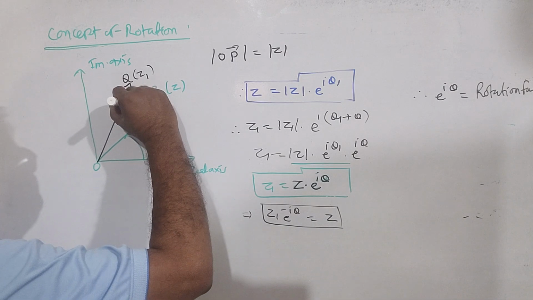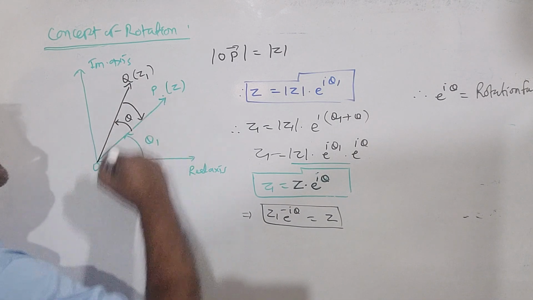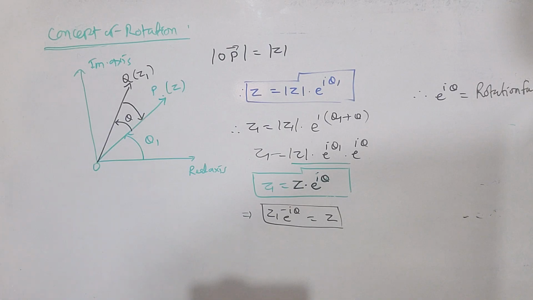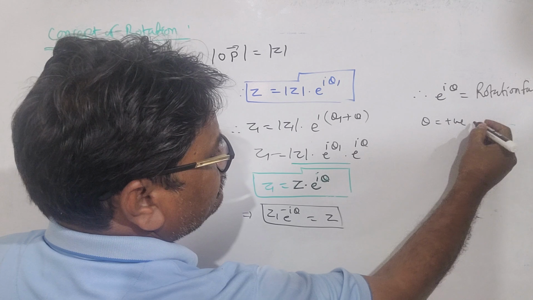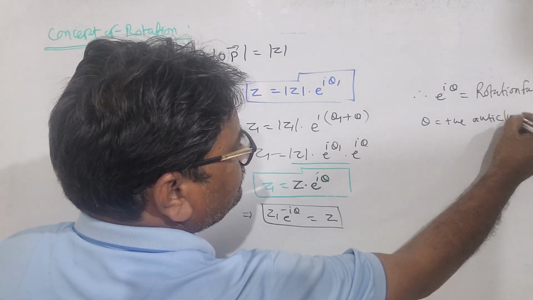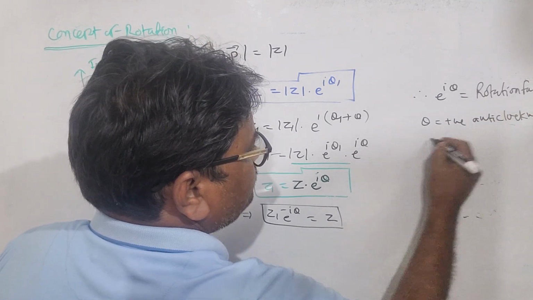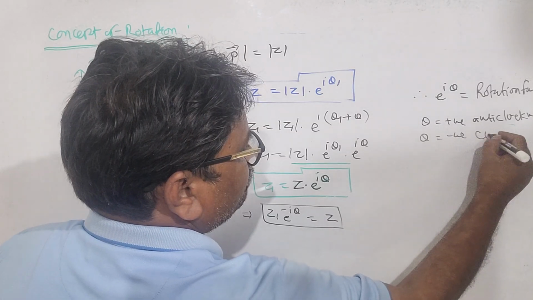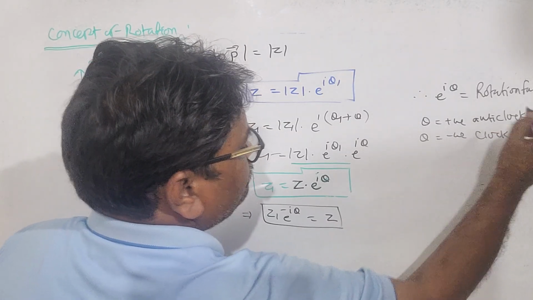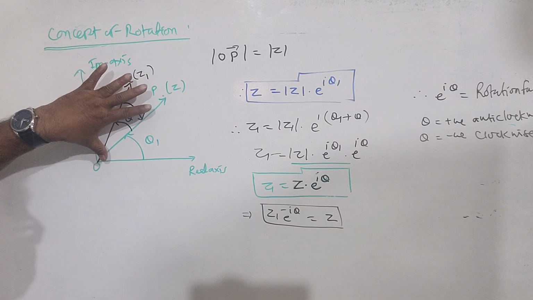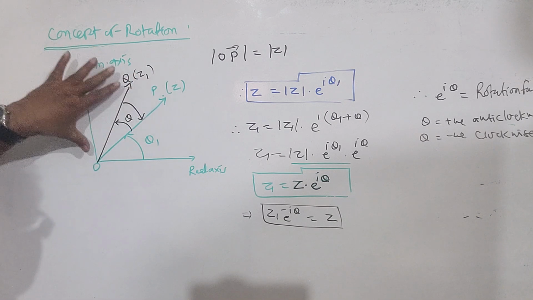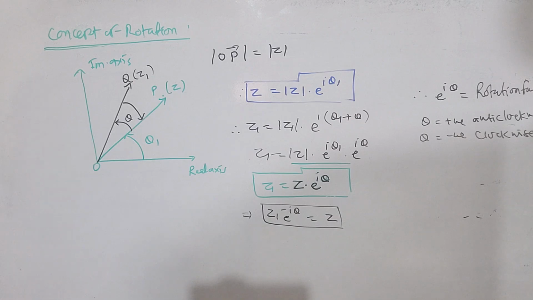That means the complex number is rotated in the clockwise direction. So when theta is positive, it is anti-clockwise rotation; when theta is negative, it is clockwise rotation. Correct? And here we are simply rotating the complex number, that is, the modulus of this vector and the modulus of this vector are the same.